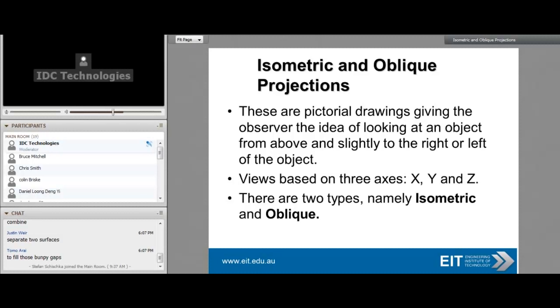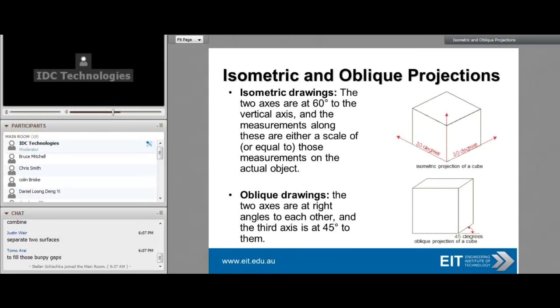Well, we've got two main projection types. That's isometric and oblique. And the difference is that in isometric projection, you can see that the cube shown here is at an angle of 30 degrees to the horizontal. So the side here is 30 degrees. In an oblique projection, we actually see a true representation of the side of the cube, and one side is at 45 degrees.